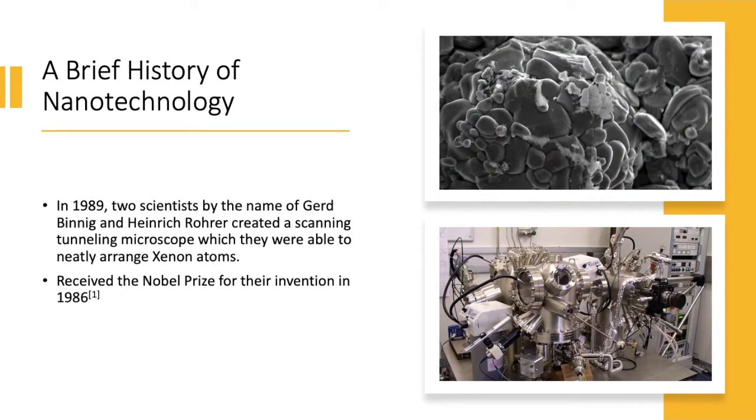And in 1989, two scientists by the name of Gerd Binning and Heinrich Rohrer, if I said those correctly, created a scanning tunneling microscope, which was able to neatly arrange xenon atoms. And because of their work, they did receive the Nobel Prize for their invention in 1986.